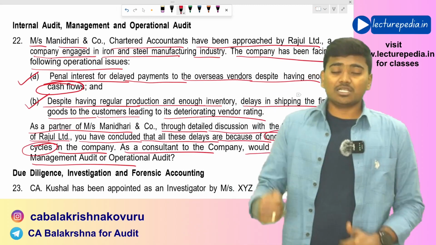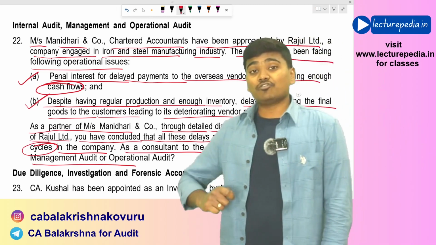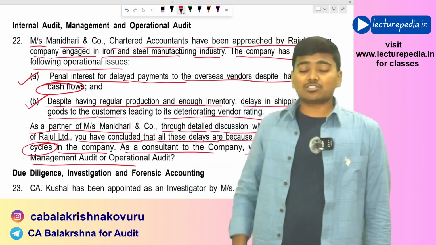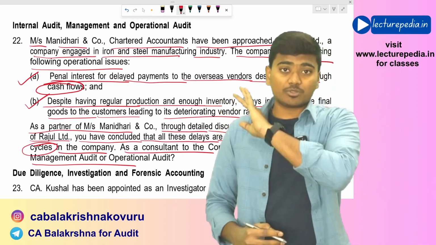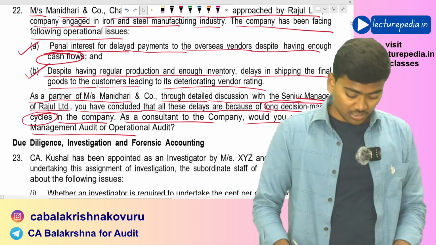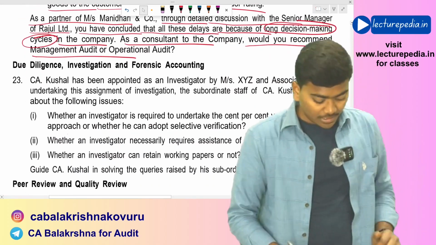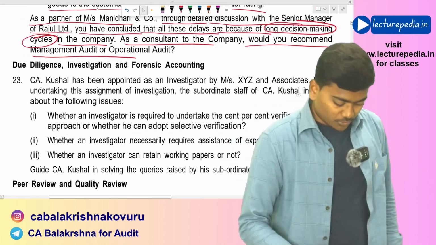But these operational issues have arisen because of long decision making cycles of the management. So here we need to perform a management audit, and you need to explain the difference between management audit and operational audit here. Okay, next, moving to question number 23.